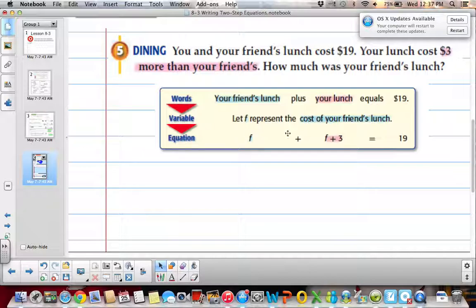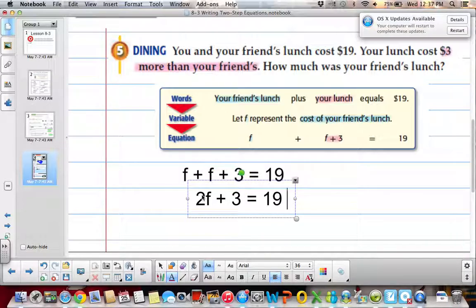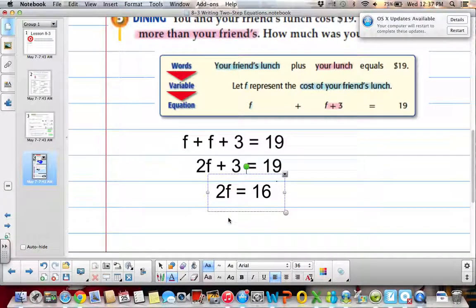So if we have F plus 3, we can rewrite that then. So we have F plus F plus 3 equals 19. We know that F plus F is 2F. So we have 2F plus 3 equals 19. And then we're going to subtract 3 on both sides. So we would have 2F equals 16. Divide both sides by 2. So then F equals 16 divided by 2 is 8.